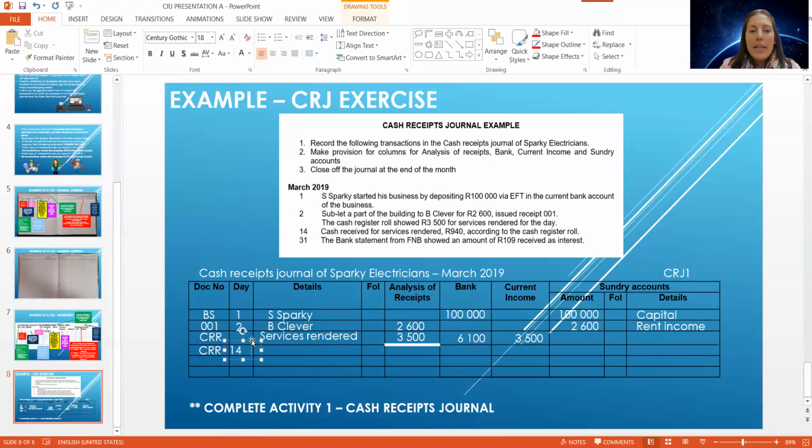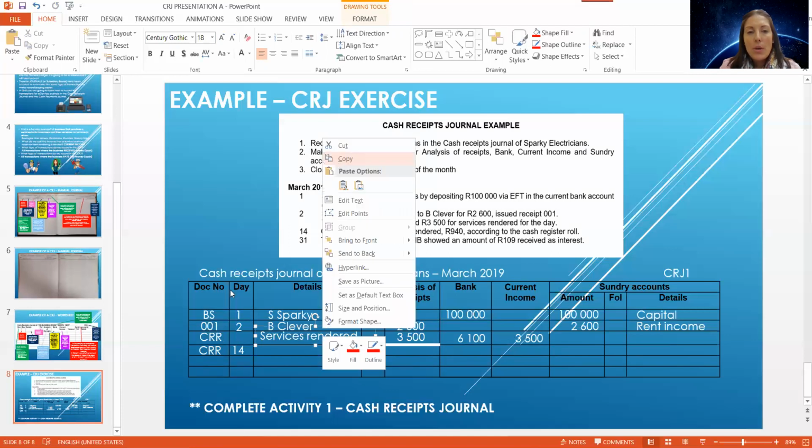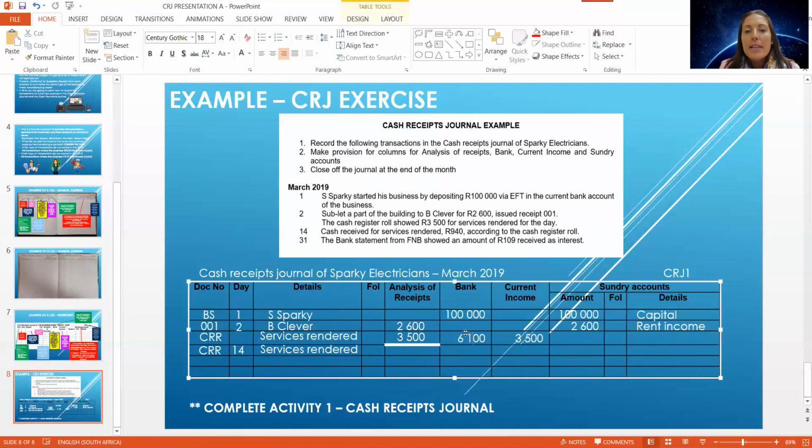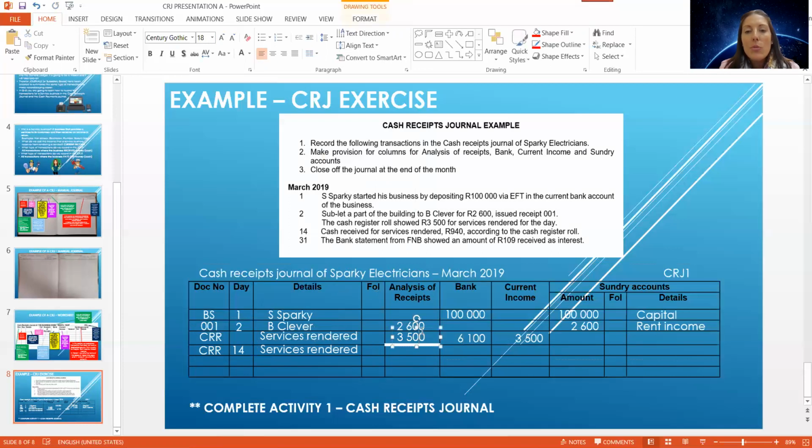Right. Why did we receive this money? Because we rendered services. So we write that into the details column. Good. What is the amount that we received? 940 Rand. Did we get that money in the till? Yes, we did, because it is according to the cash register roll.